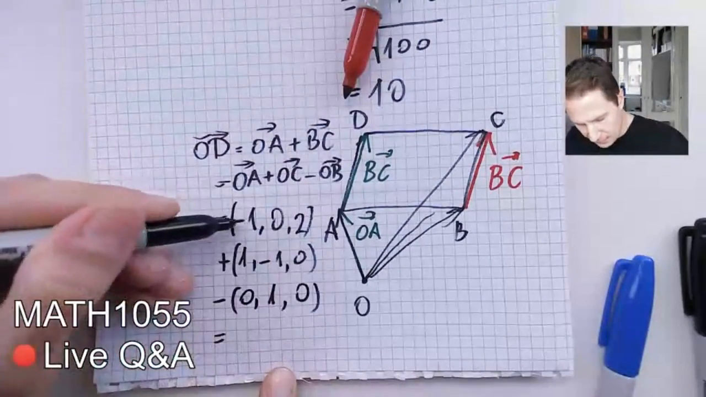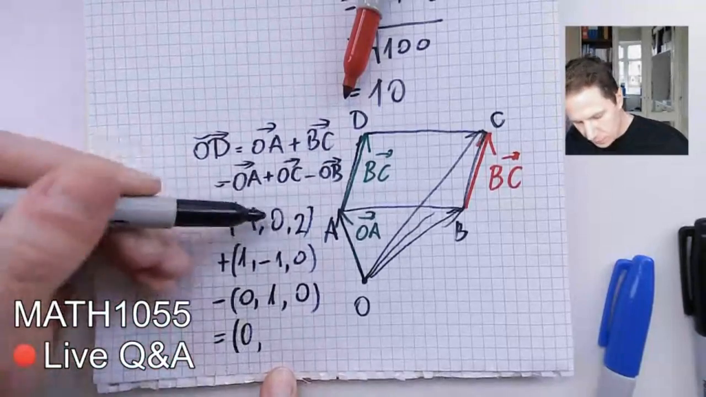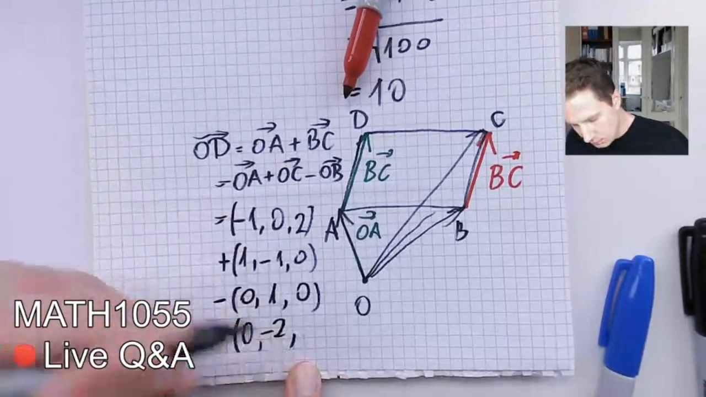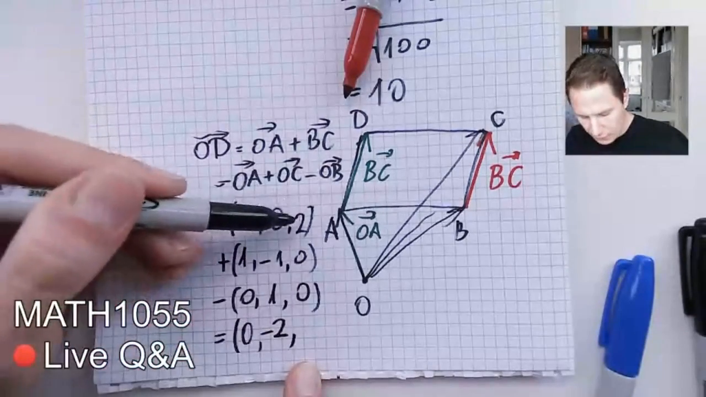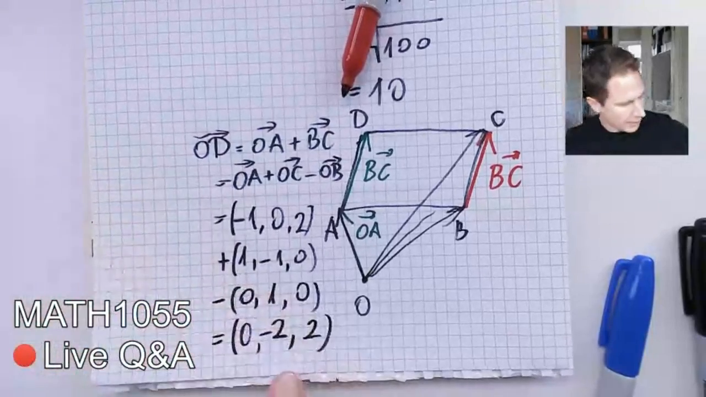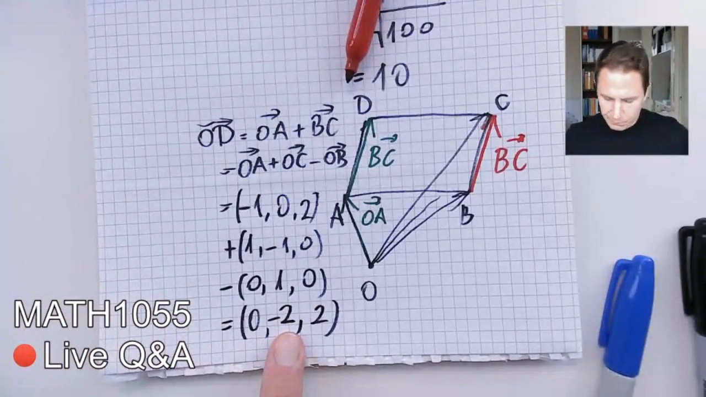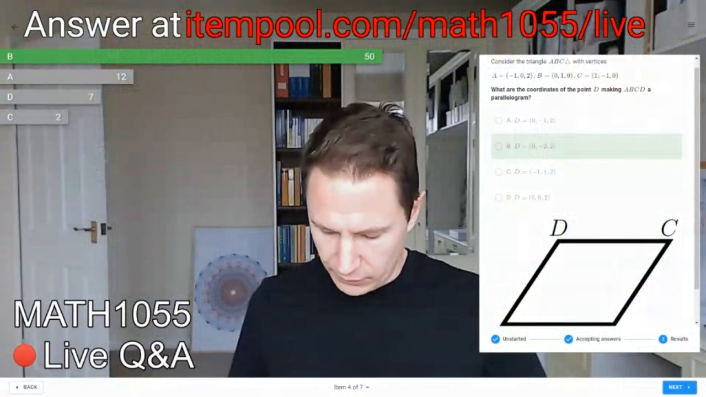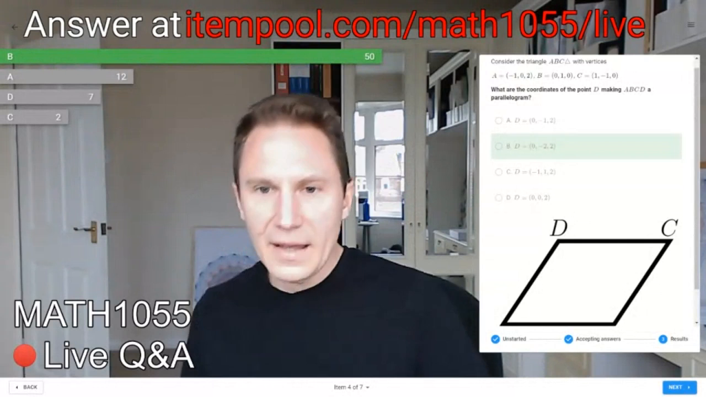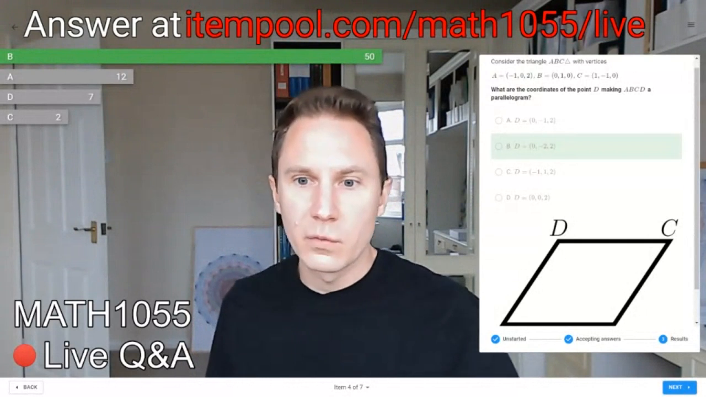So for the first coordinate, you get -1 plus 1 minus 0, that's 0. Then you have 0 minus 1 minus 1, that's -2. Then you have 2 plus 0 minus 0, that's just 2. Okay, so this is how we got 0, -2, and +2 for the coordinates of point D, and that was option B in this question. I hope this was clear.